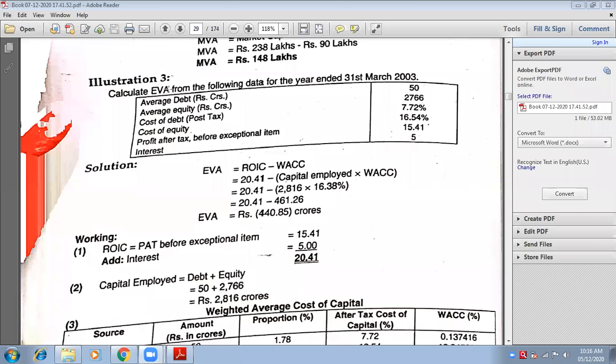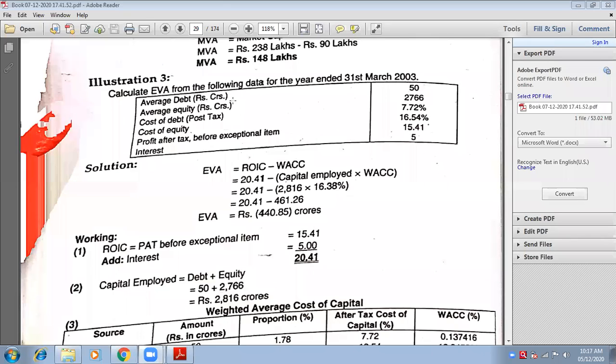We had started with the financial goal setting chapter, in which we are understanding about EVA. EVA is economic value added. It is value addition in terms of monetary terms. Okay, so let us see the next practical question that is related to EVA. Calculate EVA from the following data for the year ended 31st March 2003.